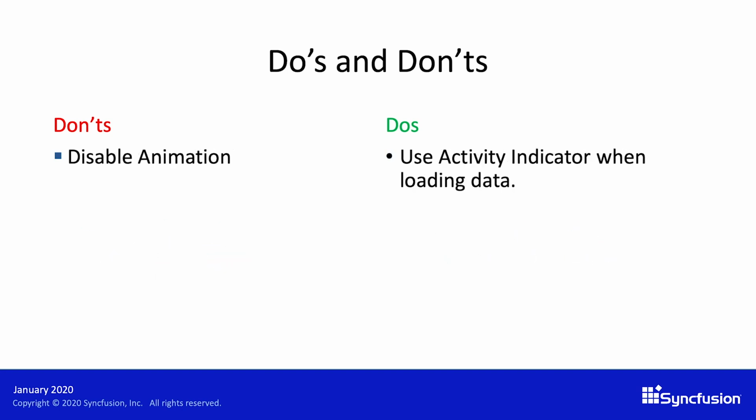Disable the animation in fast line series and scatter series when you are using a large number of data points. You can use an activity indicator when loading the data. It indicates that the data is loading to the chart.